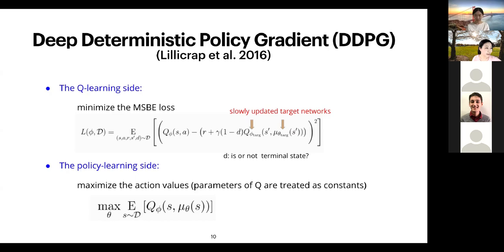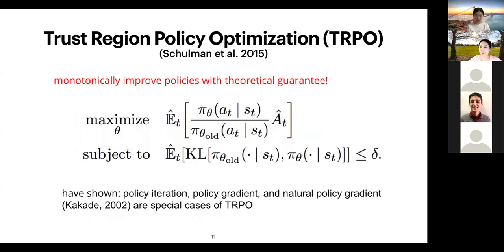Okay. So let's continue. I really wanted to spend a little bit of time talking about TRPO, trust region policy optimization, because this algorithm has some really good theoretical properties. More specifically, it monotonically improves the policy with theoretical guarantees. This seems really promising, and I would be very excited to see something like that, right? So let's take a closer look at what it is doing.